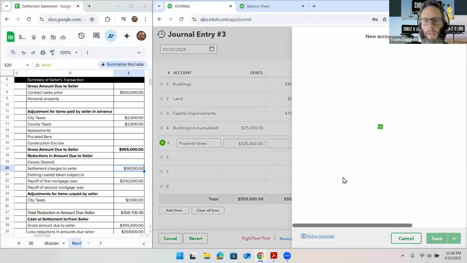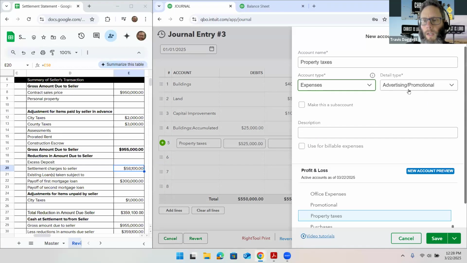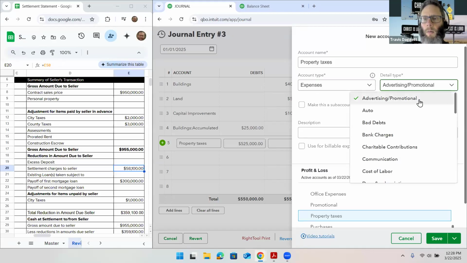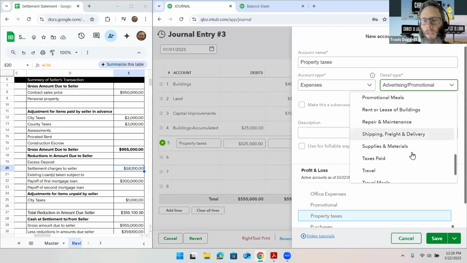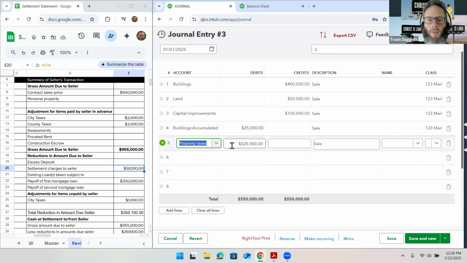Of course, we would have already had this count, but let's just go ahead and put it in here. And if we were using the P&L method for a flip, that would be a COGS, but we're using the balance sheet for long term.